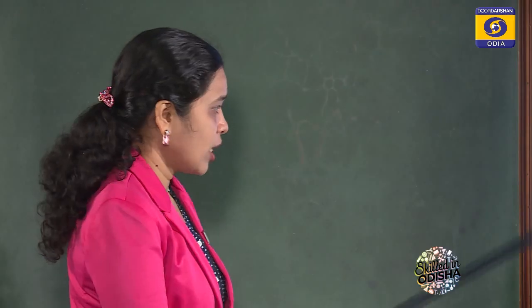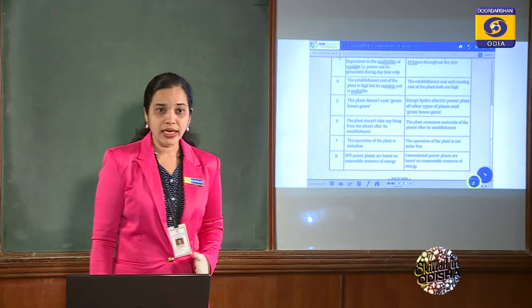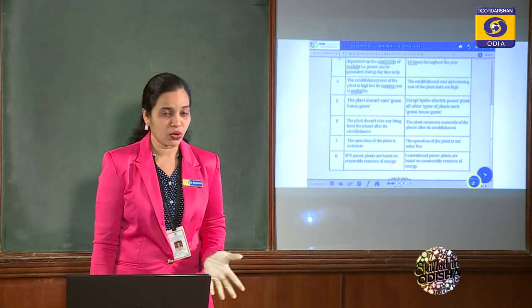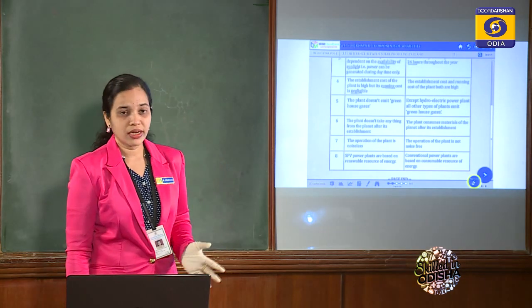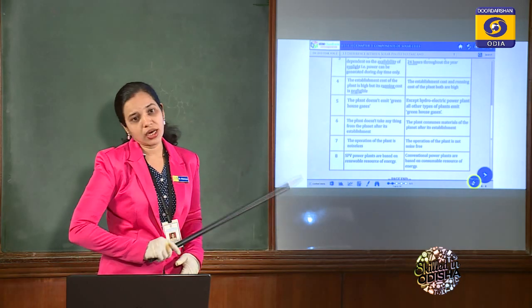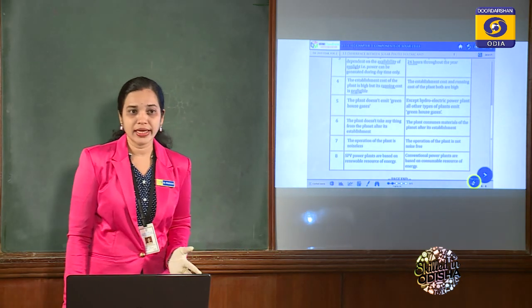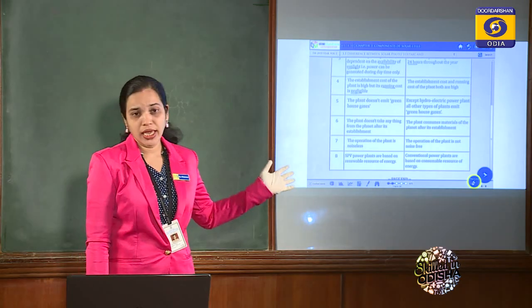And a solar power plant does not emit any greenhouse gases, that means any poisonous gases like carbon dioxide, carbon monoxide and nitrogen oxide etc. While operating a solar power plant, it is very eco-friendly and does not emit any greenhouse gases. But a conventional power plant emits a large amount of greenhouse gases which may harm our environment.